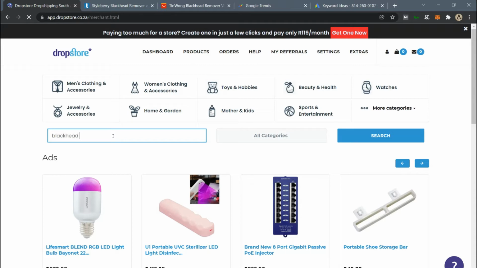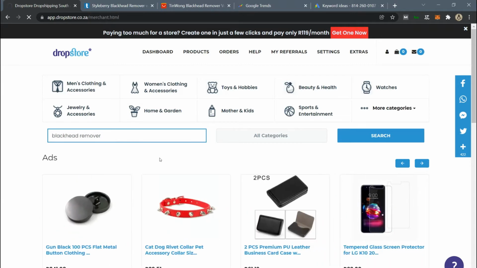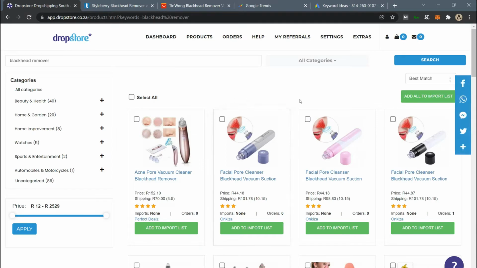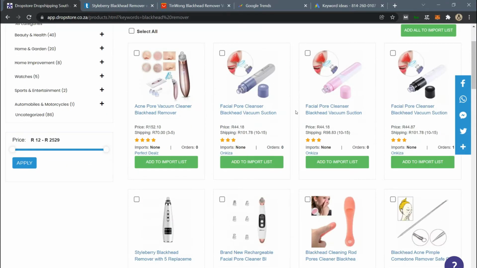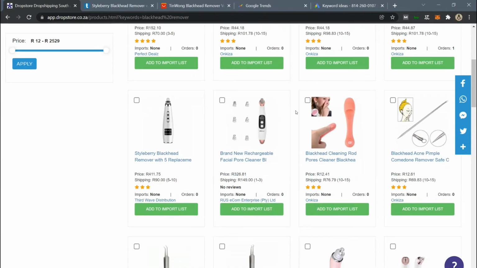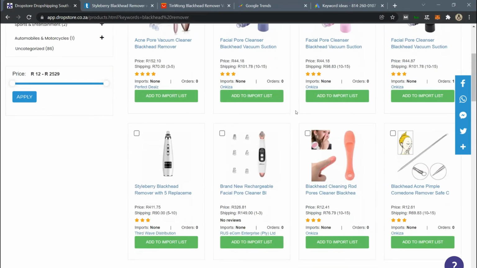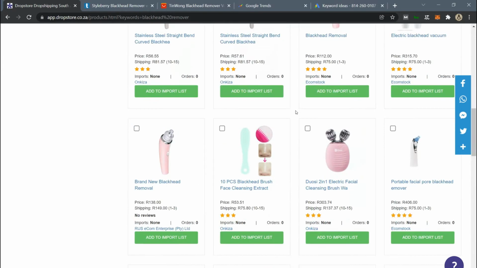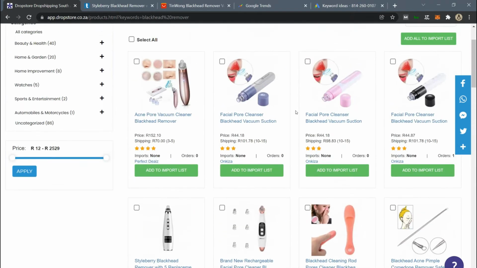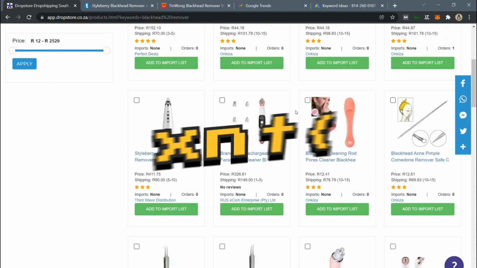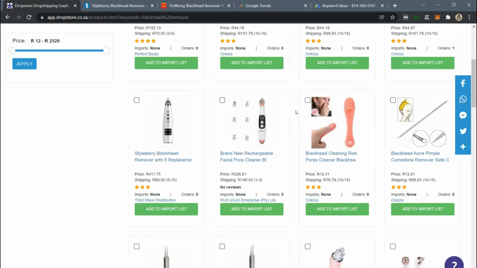But anyway, I'm going to go here and look for blackhead remover. Do not ask me how I got into looking for this. I just kind of stumbled upon it and thought, man, this is actually a great idea. This is going to be a product that I would like to promote to people right here in South Africa, because this is kind of a common problem. I mean, we all had problems in our younger years and all that kind of stuff. But anyway, I want to check out this product right here.